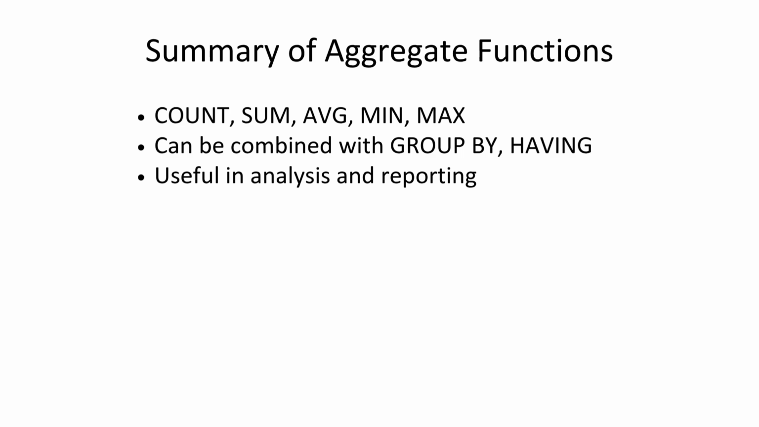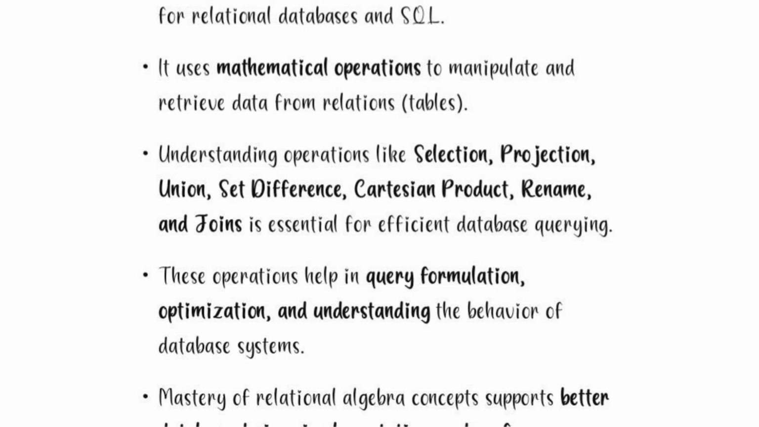Summary of aggregate functions. Let's summarize. We covered 5 key aggregate functions: count, sum, average, min, and max. These functions help summarize large data sets. When used with group by, having, and subqueries, they provide deep insights from raw data. Understanding these is crucial for anyone working with databases or data analysis.